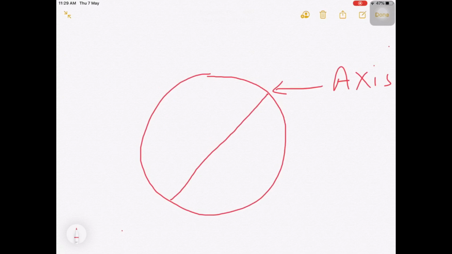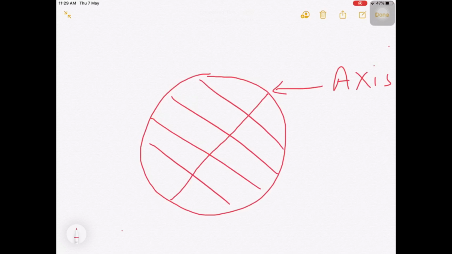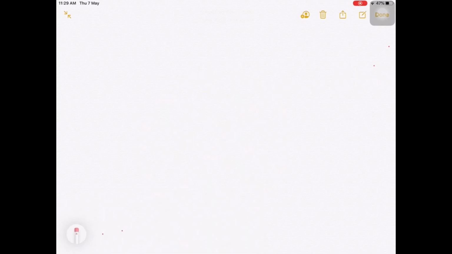So if you are including the axis in your diagram, you need to draw all the latitude lines in a slanting way. But if you do not draw the axis, you can draw all your latitude lines straight, in a simple diagram. So how to do that, let's see.